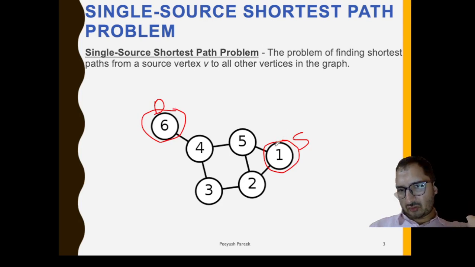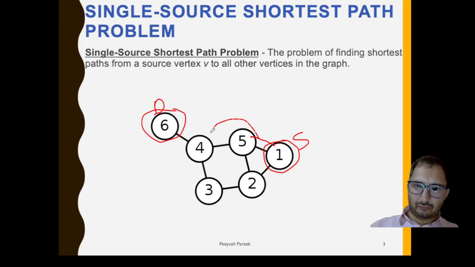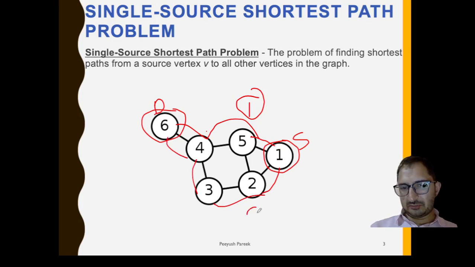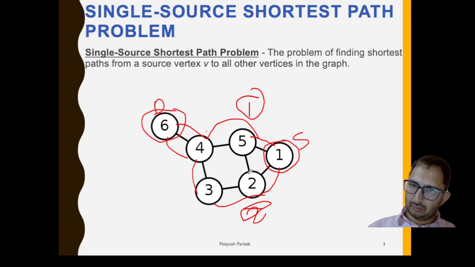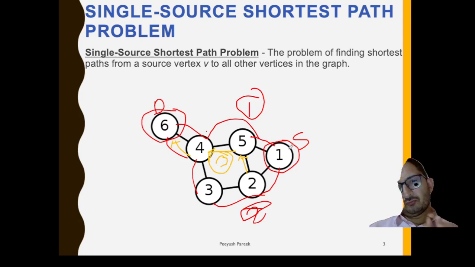We can traverse through 1, 5, then from 5 to 4, and from 4 to 6. So this is the first path we can follow. We can have another path also: we can traverse 1 to 2, 2 to 3, 3 to 4, and 4 to 6. So this can be the second path. And we can have a third path, from 1 to 2, 2 to 5, from 5 to 4, and from 4 to 6. So we can have multiple paths from one source to the destination.